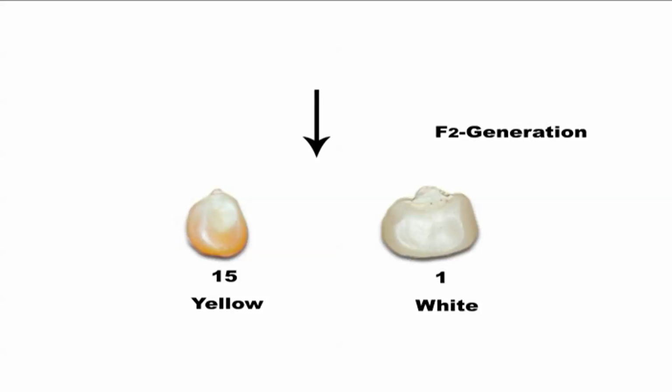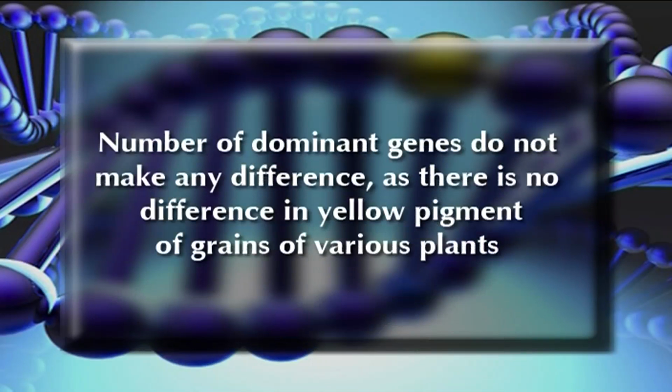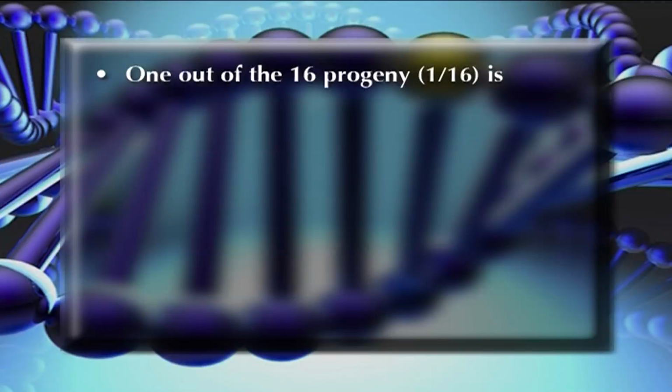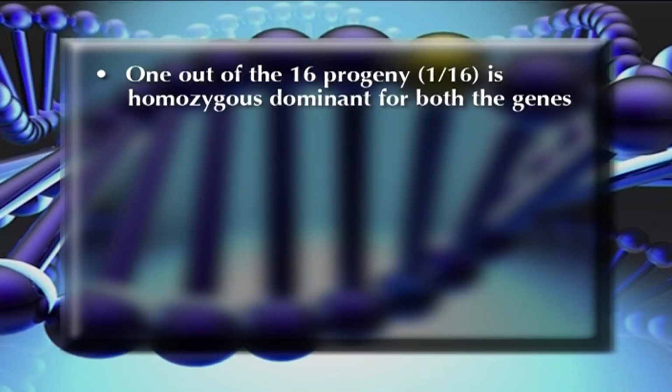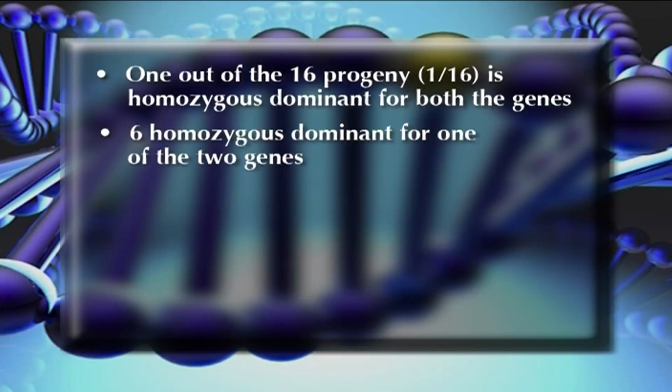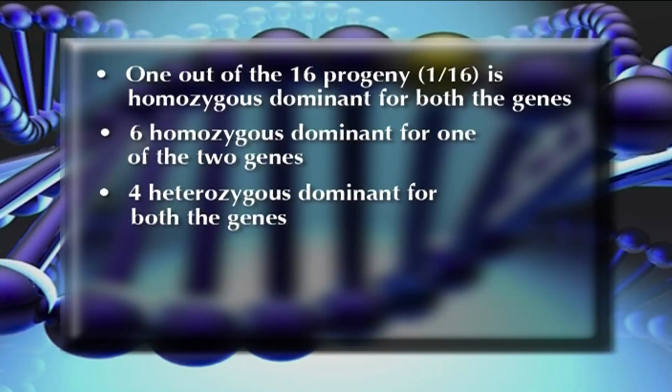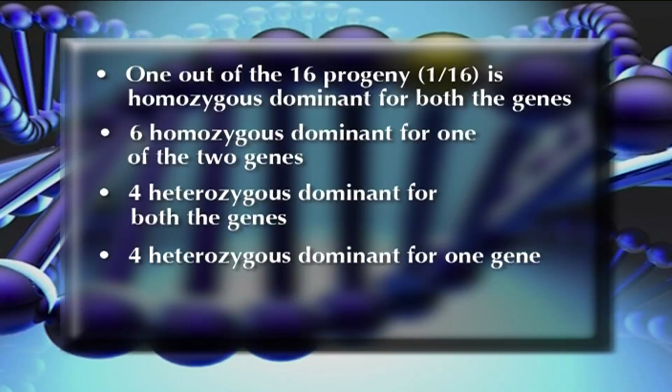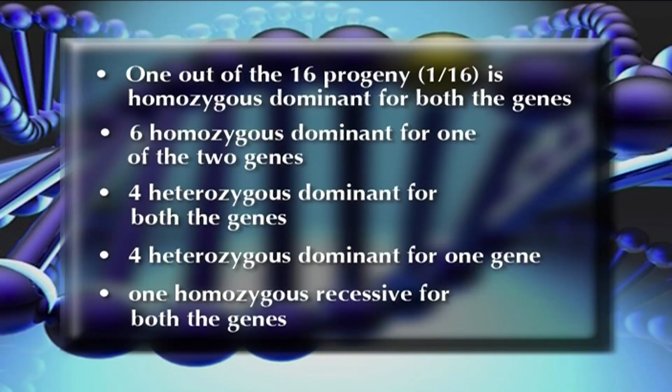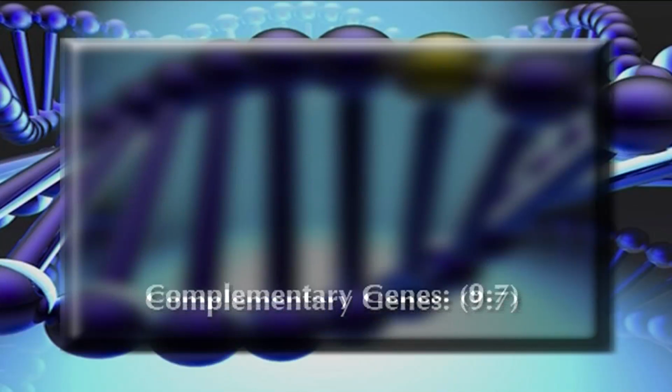It is suggested that the number of dominant genes does not make any difference, as there is no difference in the yellow pigment of grains of various plants. Of the 16 progeny, 1 is homozygous dominant for both the genes, 6 are homozygous dominant for one of the two genes, 4 are heterozygous dominant for both the genes, 4 are heterozygous dominant for one gene while one is homozygous recessive for both the genes.